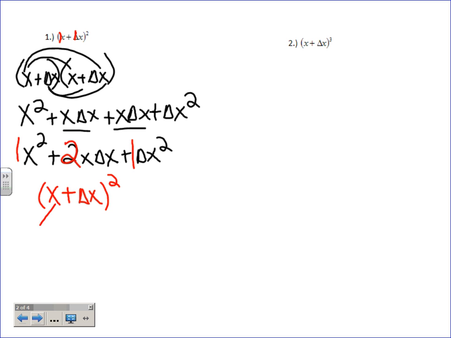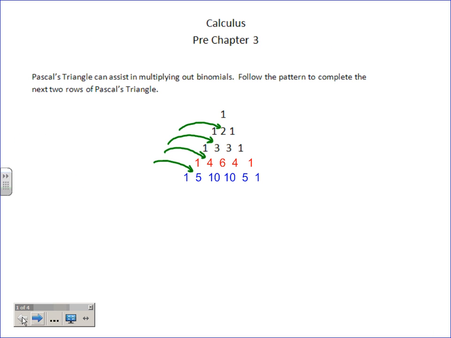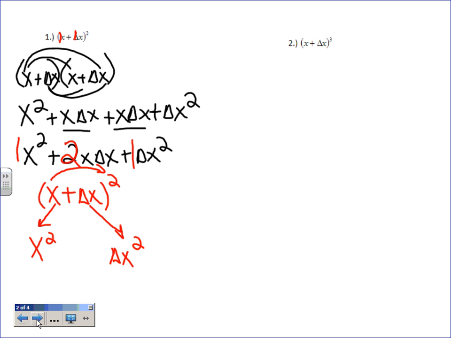So all you have to do is take that first term and take it to whatever power you're dealing with, which is the second power, right? And let's just take that last term and do the same thing. That one goes over there. Take the last term in. So now let's go back to Pascal's triangle. And what it's trying to tell you right here is what that coefficient of that middle term is. So 2, and then it's x to the first and delta x to the first. Now let me explain it once we get done.